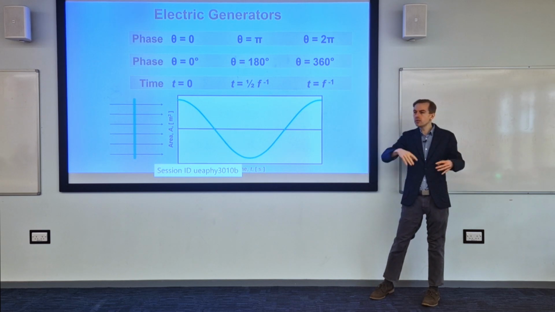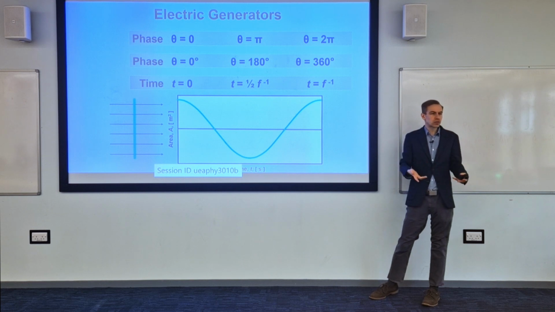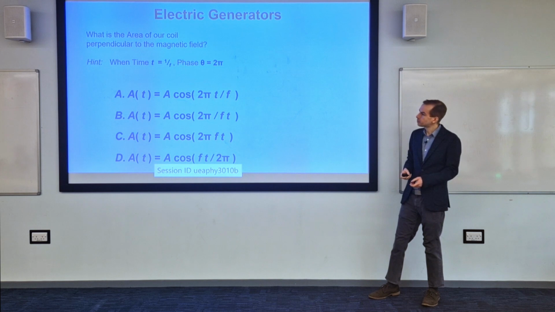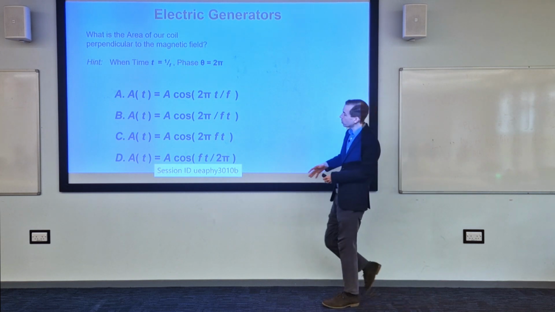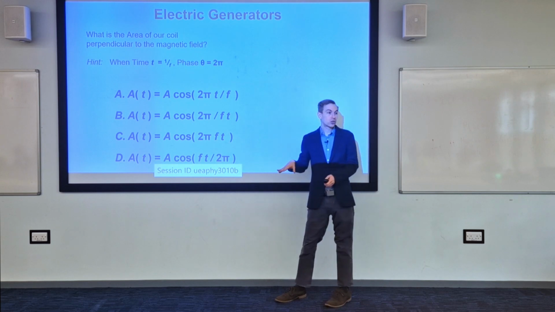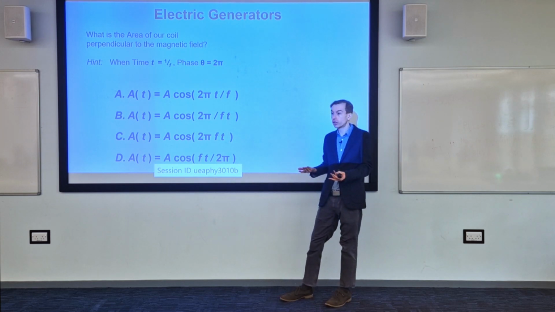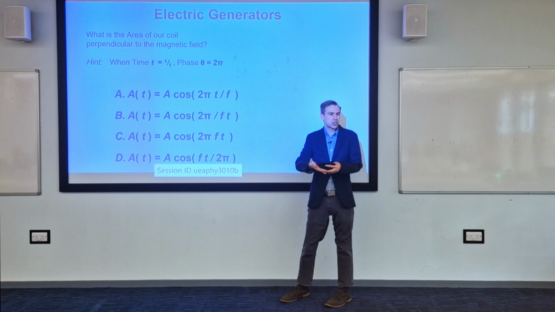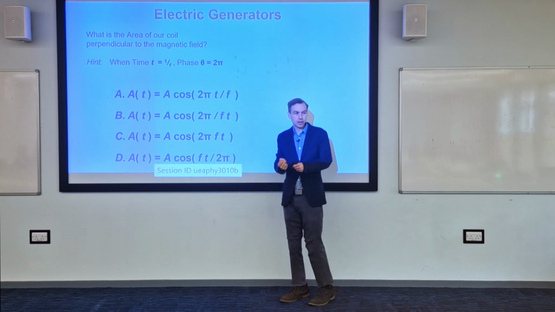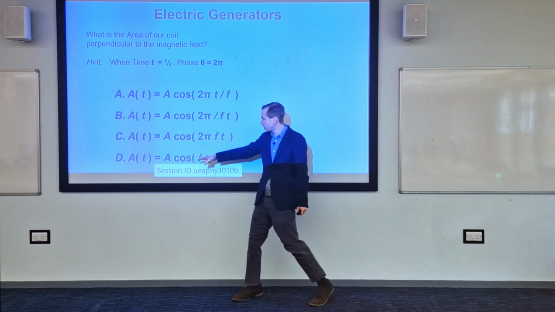Now that might seem a bit mathematical. Let's take a look at the actual example. Hopefully that might clear things up a bit. We've got a few different options for what our area versus time could be in terms of the cosine function. We know the functional form has got to be a cosine, so these are all cosines. And the original amplitude is always just A.